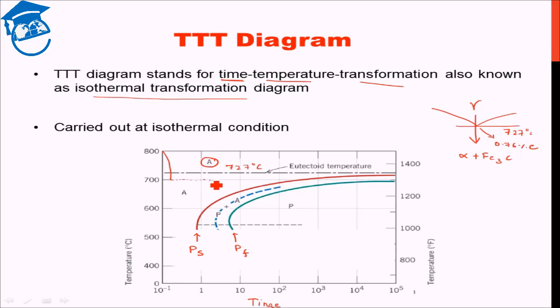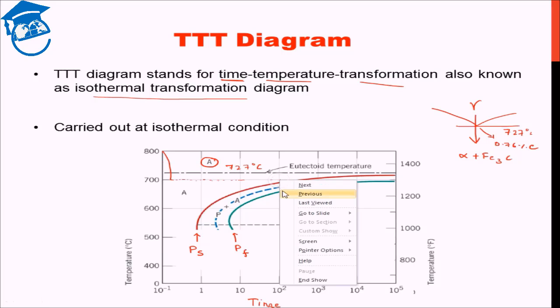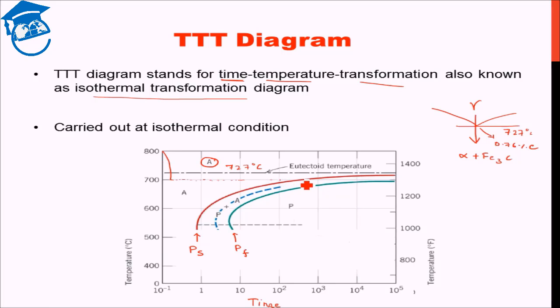We keep it at 700 degrees Celsius. At 10 seconds also pearlite hasn't started to form. At 100 seconds pearlite hasn't started to form. Finally over here, which might be around 500 seconds, pearlite starts to form. This is the pearlite start curve. Till this moment, everything we have is 100% austenite. We did not have pearlite. Here pearlite starts to form.